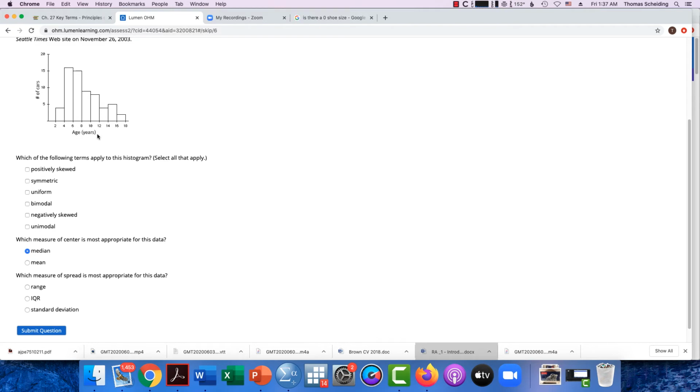If this were like test scores, basically we would say the dumb kids are making the curve bigger, to put it inappropriately. Let's talk about measure of spread that would be most appropriate for this data. Let's talk about what the definitions of these are.